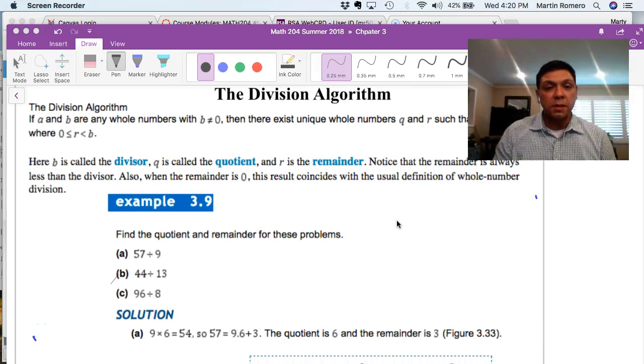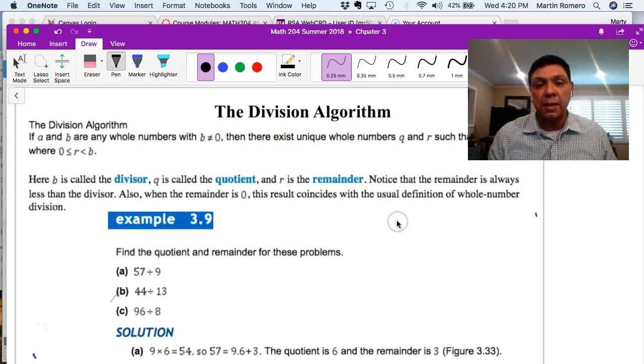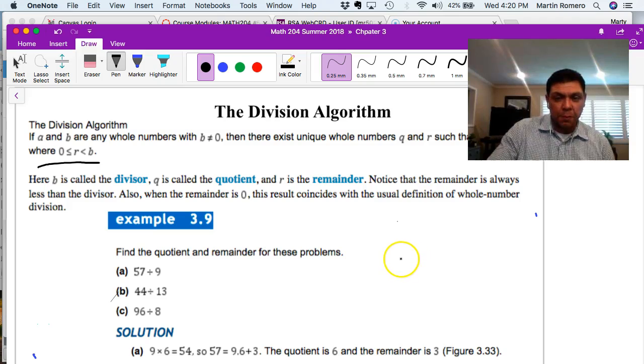This video is on the division algorithm, and it comes from our multiplying and dividing section of our lecture, multiplying and dividing of whole numbers. The division algorithm stated here looks kind of interesting and complex, so it's hard to understand. It's abstract, using variables. I want to just start by using an example.